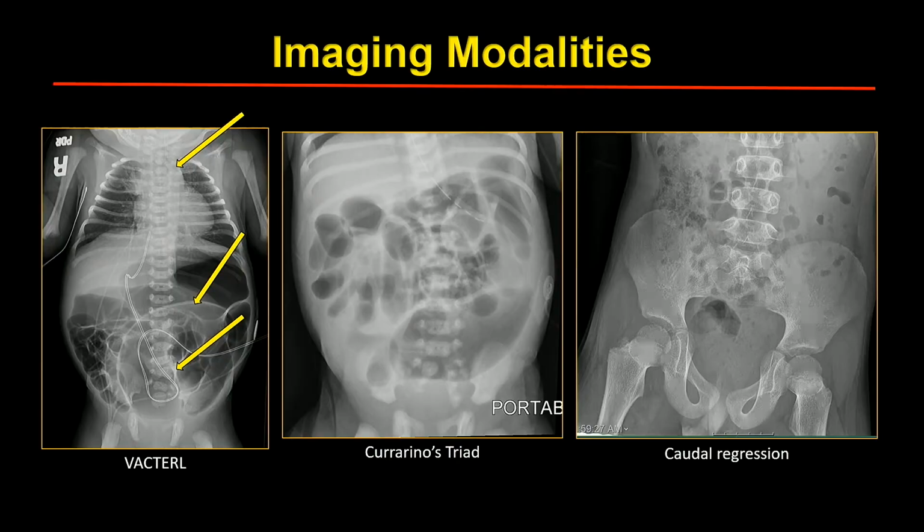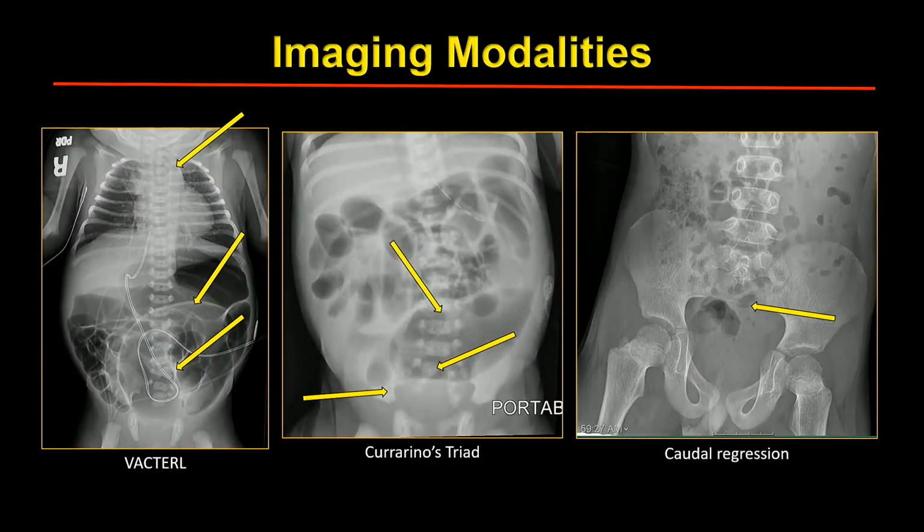Similarly, the patient in the middle is a patient with Currarino triad, which is a triad of sacral agenesis or dysgenesis, anal stenosis, and presacral mass. You can see that this patient has what we call a scimitar sacrum or sickle-shaped sacrum, and has proximal large bowel obstruction because of anal stenosis, and has a presacral mass which is not well visualized on this plain radiograph.